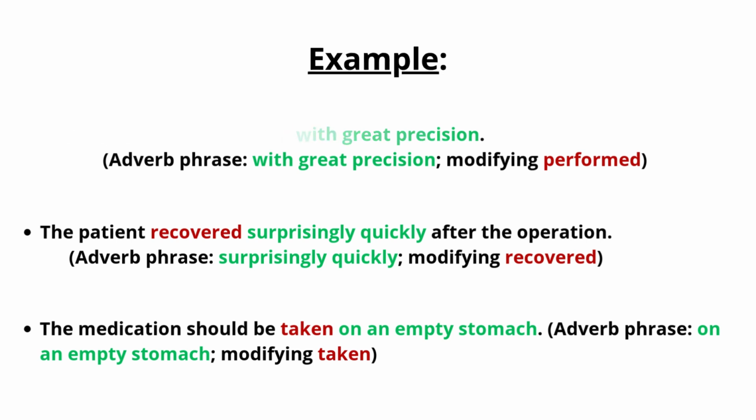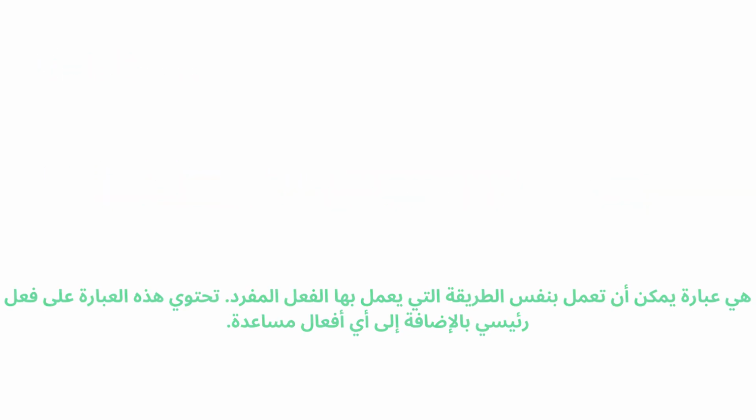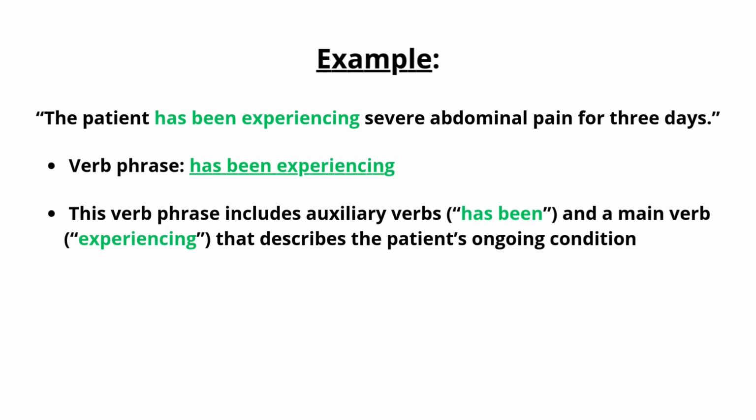So let's see the verb phrase, which is the last one of the 5 types of phrases. The verb phrase is a phrase that can function in the same way as a single verb. This phrase contains a main verb along with auxiliary helping verbs. Let's see, we have here 2 examples. The first one: the patient has been experiencing severe abdominal pain for 3 days.